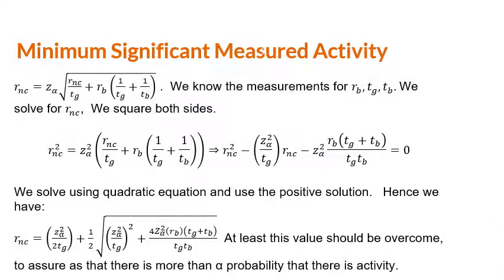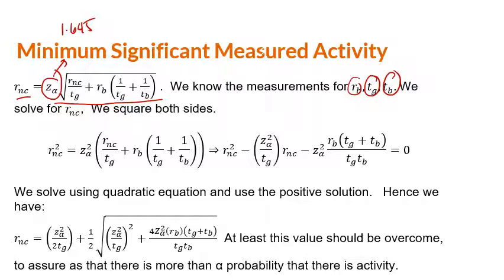Okay. So palitan natin yung 1.645 in general ng Z alpha. Ito yung 1.645 kanina. So we now have our value for RNC. And then we can square both sides of the equation. Note that we know the measurements for your background count rate, total time for your gross rate, and then total background count. And then we now solve for RNC by squaring both sides.